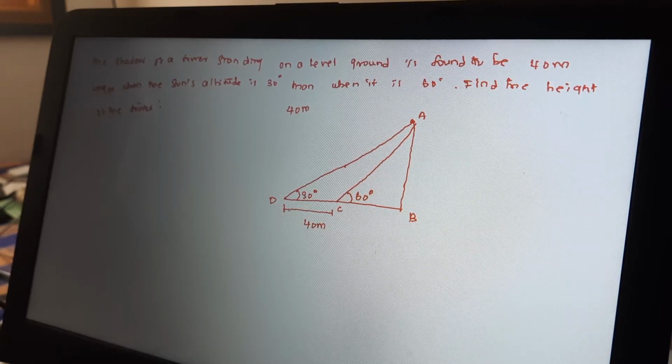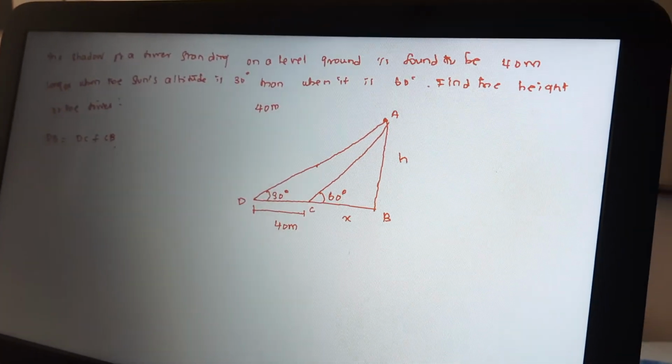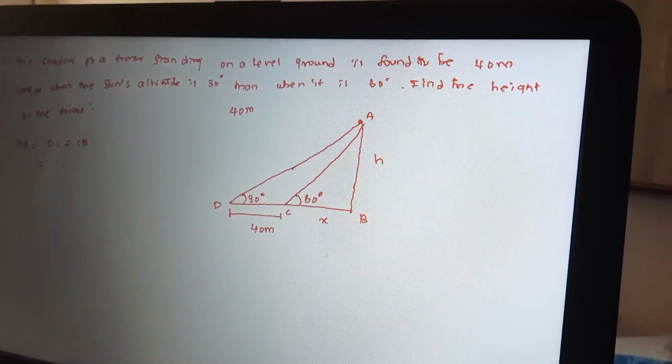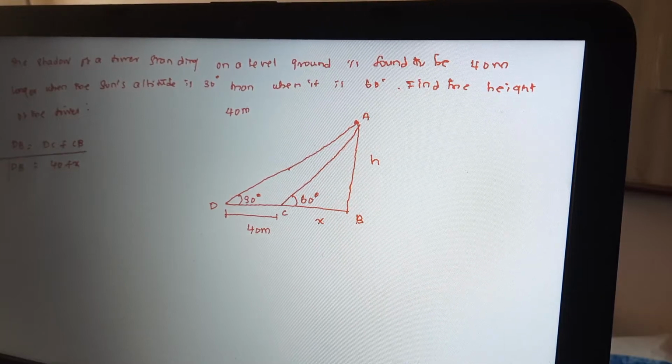Let this unknown distance be called x, and the height of the tower be called h. Let me take DB is equal to DC plus CB. So it is equal to 40 plus x. This is your DB.